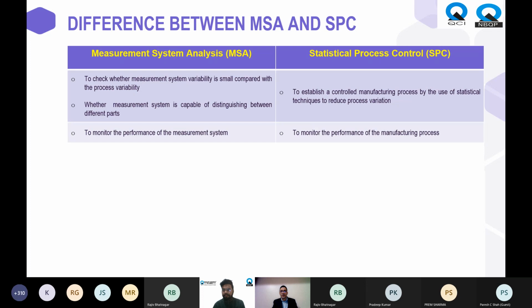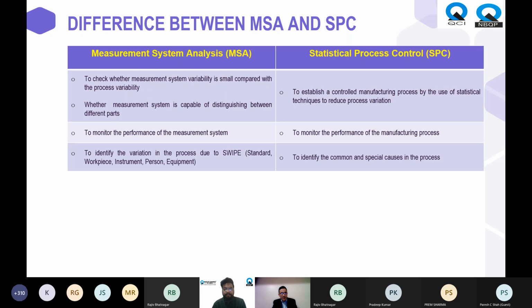MSA talks about this. The second is to monitor the performance of the measurement system. The measurement system includes my operator, gauges, my process, all those things. So it's saying whether my measurement system is good enough or not. Performance is being checked. But SPC is checking the process. MSA monitors the performance of the measurement system to identify the variation in the process due to standard, workpiece, instrument, person, equipment, so we also call it SWIPE. It is going to tell me how these parameters are performing. MSA will tell me that, whereas SPC will tell me about my common cause and my special cause.